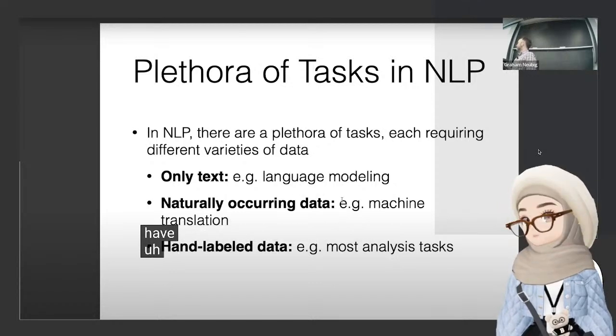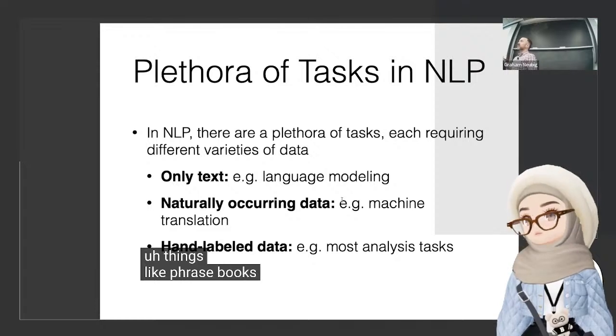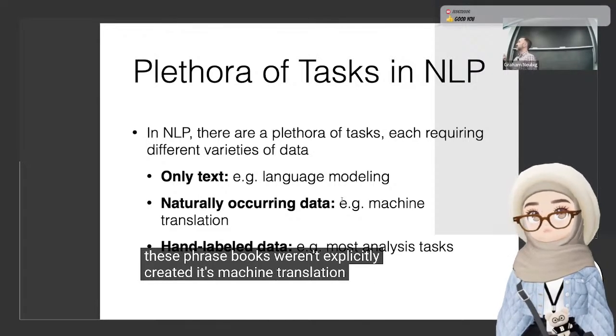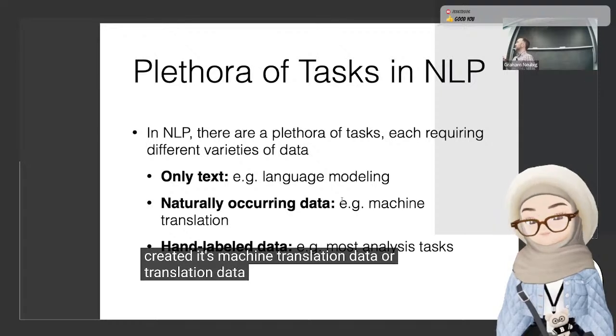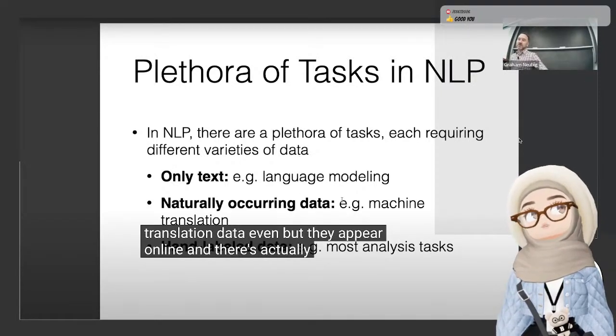Things like phrase books appear online. And these phrase books weren't explicitly created as machine translation data, or translation data even, but they appear online. And they're actually pretty good.